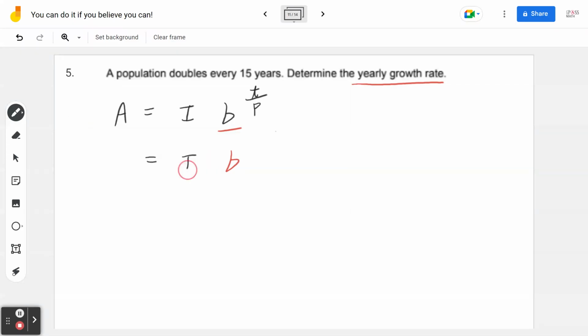Double means if you start with I, you get 2 times I. So if the population doubles, you're going to get 2I. If the population triples, you're going to get 3I. If the population is 10x, you're going to get 10I. And it's going to be B, which is what you're looking for. That's the yearly growth rate. And this happens every 15 years. So you can just say 15, just like that.